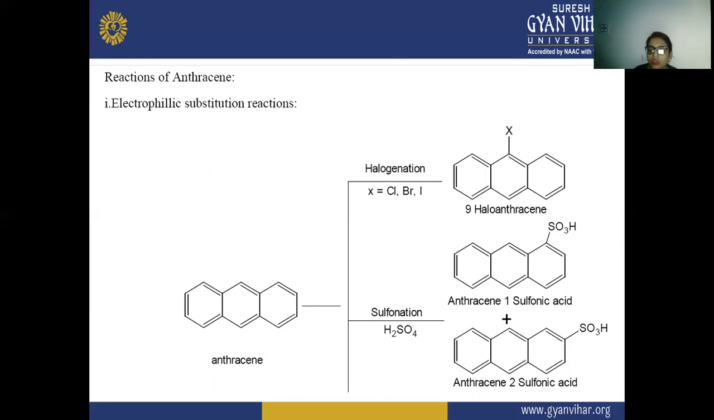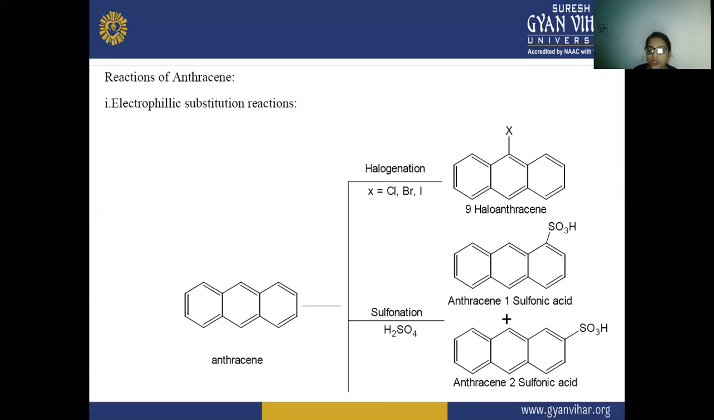You can see here that on the first position there is a substitution of the sulfonic group, and there is a removal of the proton, the H positive, from this position. In the second case, there is an attack on carbon 2, and on carbon 2 there is a formation of the sulfonic acid, and the removal of hydrogen occurs from this position. So this is the electrophilic substitution reaction.